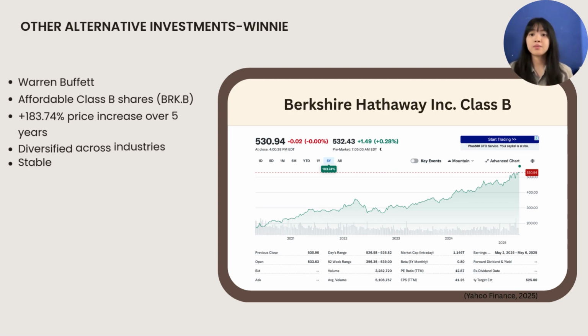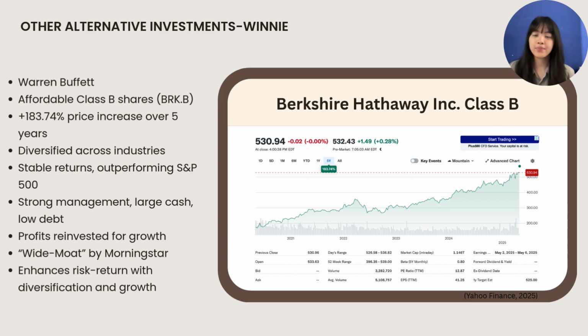Apart from Bitcoin, I think Berkshire Hathaway Class B shares can be another choice. It provides an affordable entry into one of the most successful investment portfolios in history. Over the past 5 years, BRKB has appreciated by 190.67%, demonstrating strong and consistent long-term growth.